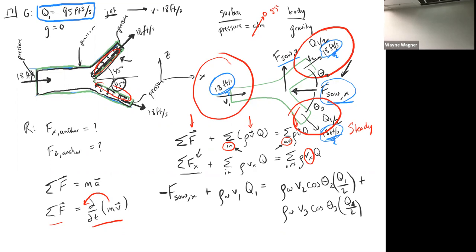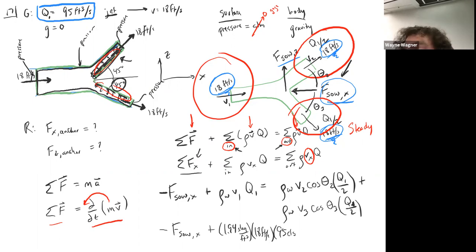So at that point, we're just going to start plugging stuff in. I think we have everything except the sum of the forces in x. So the sum of F in x plus rho of water, 1.94 slugs per cubic foot. If you use pounds mass per cubic foot, you're going to have to divide by 32.2, so don't use pounds mass. This way will always work out for you. V1 is 18 feet per second, Q1 is 95 CFS, equals... and these two terms end up exactly the same.